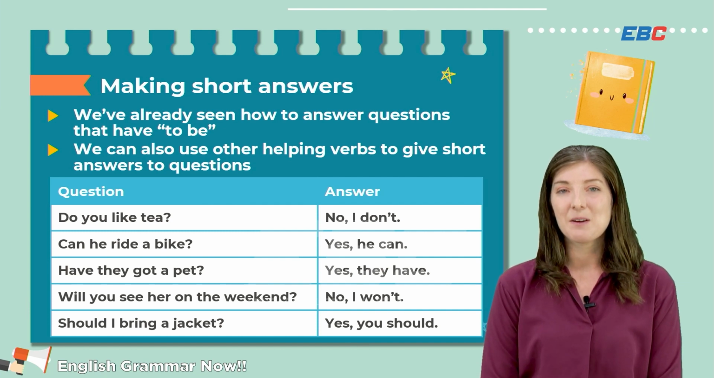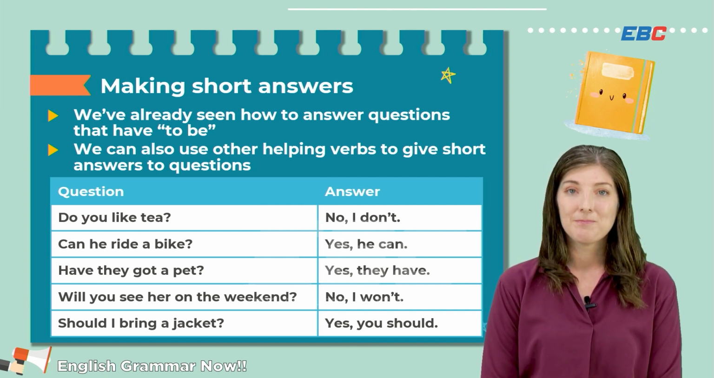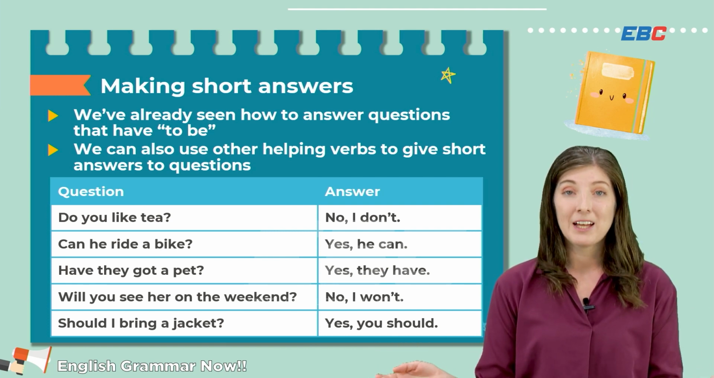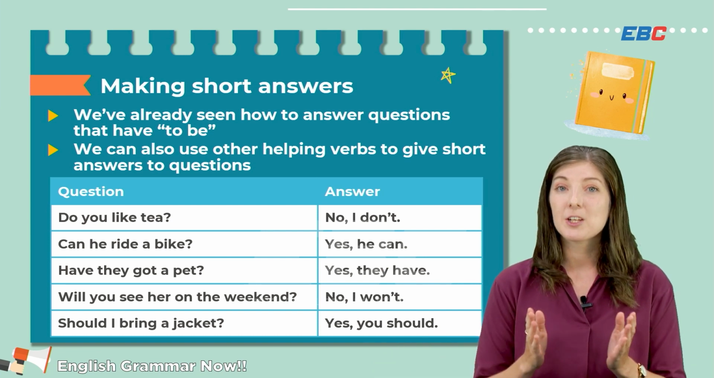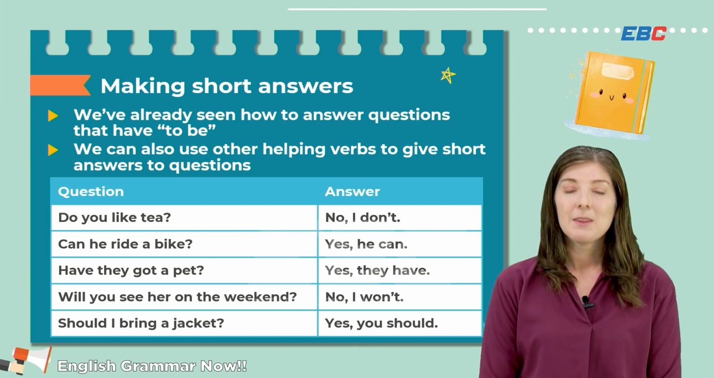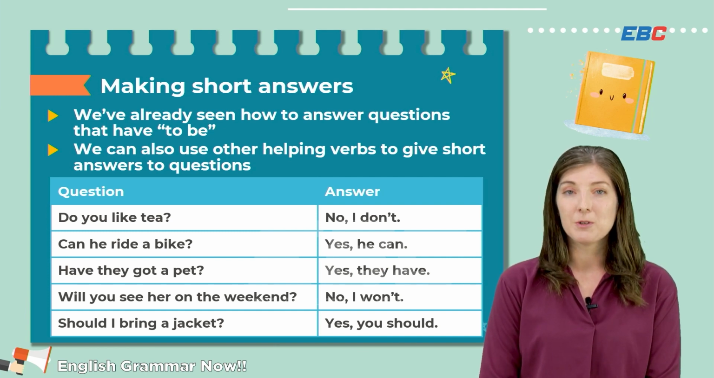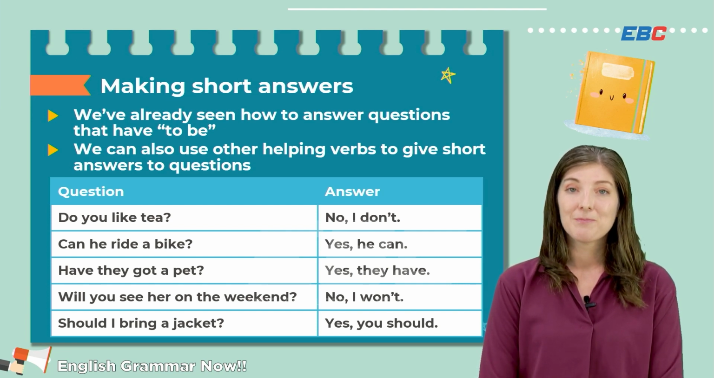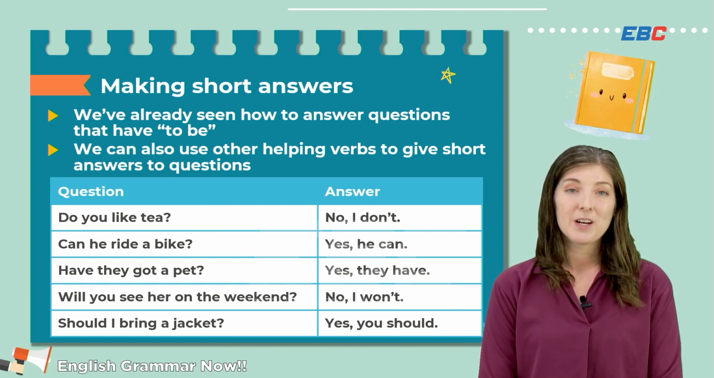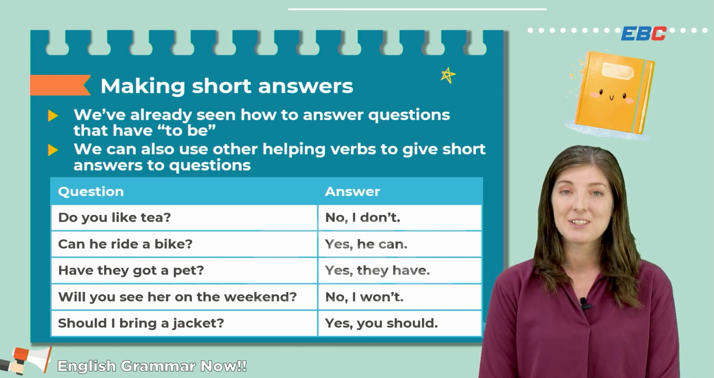Take a look at the first example. Do you like tea? We could answer that question with the long form. No, I don't like tea. But if we'd like to make it short, all we need is the helping verb to do. The question has the verb to do, so our short answer will also have the verb to do. In the second example, can he ride a bike? The short answer might be, yes, he can. Because this question uses the helping verb can, we will also use it in our answer.